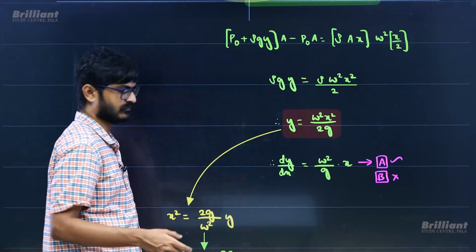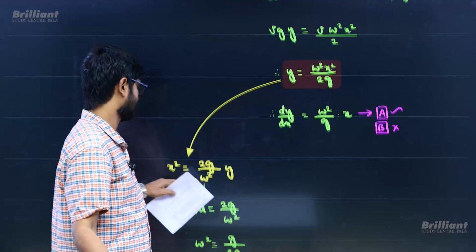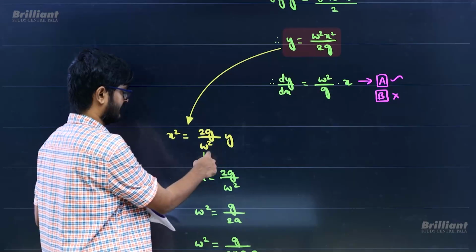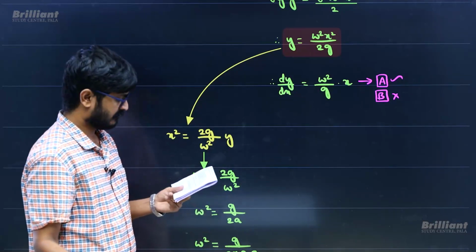Now they are asking what is the focal length. What you can do, you can compare this one. You can modify this equation like this, and they said this is like x square equals to 4ay. When it is of this form, a is going to be the focus.